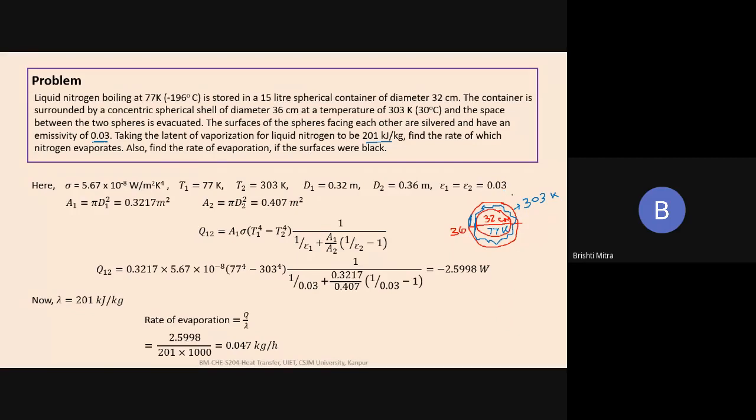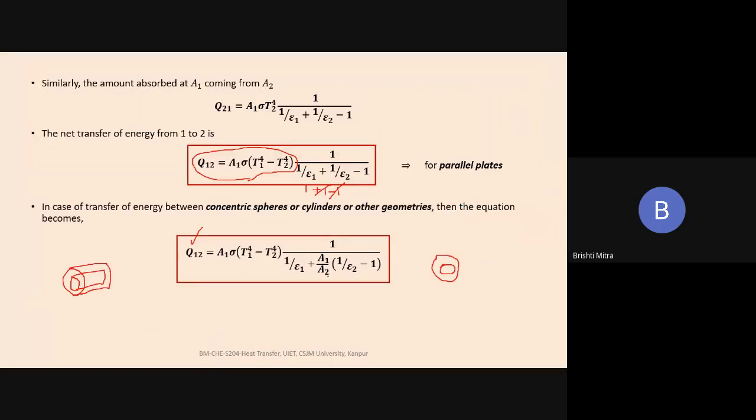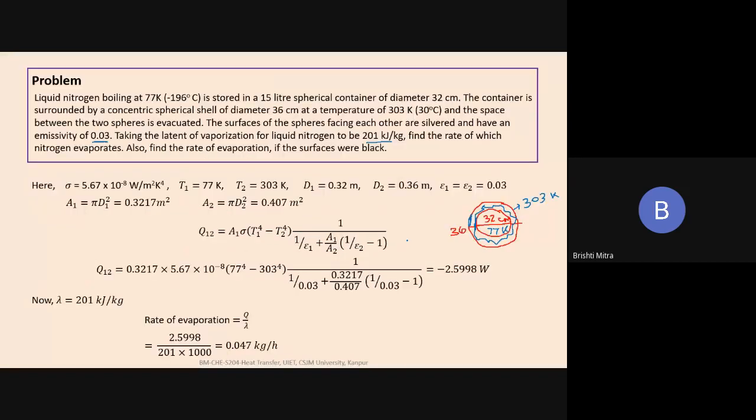And the two spheres are not of the same size, so the areas are also different. So the expression that we are going to use is the one that we had developed in this particular case. That is A1 sigma (T1 to the power 4 minus T2 to the power 4) divided by [1 by epsilon 1 plus A1 by A2 (1 by epsilon 2 minus 1)]. So this is the one that we are going to use out here. So let us see what terms we need in order to use this equation.